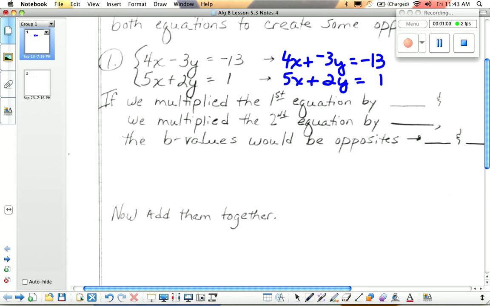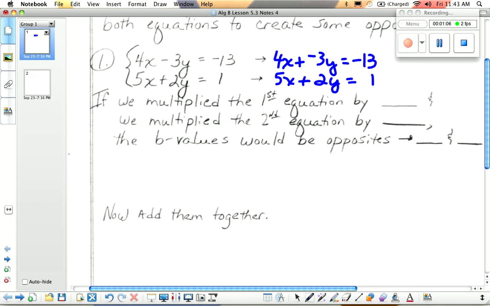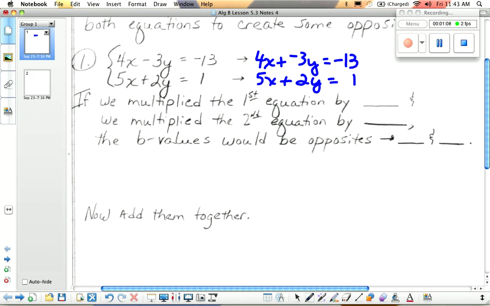So it looks like I apparently want us to create opposite b values, okay? So let's create opposite y's, because that's what the b is, how many y's there are. So Haley, what do you suggest we do with the first equation if we're going to try and create opposite b's? Multiply the first equation by 2, because that would create a negative 6y. Well then, what's the opposite of negative 6y? Positive 6y. So now we need the second equation to have a positive 6y.